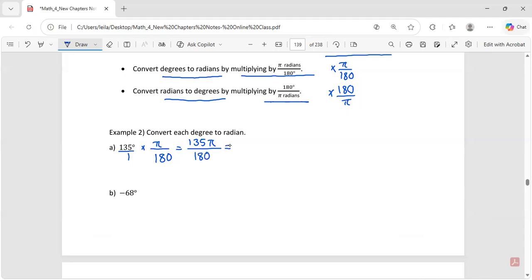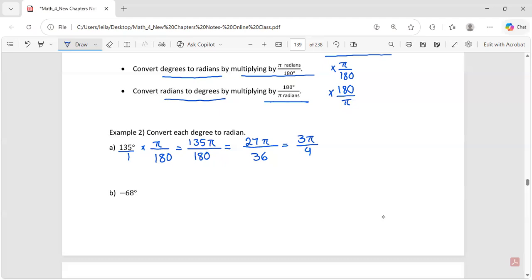Now I can simplify 135 and 180, divide both of them by 5 first. 135 divided by 5 is 27. 180 divided by 5 is 36. I see that 27 and 36 still can be simplified and divided by 9. If I divide 27 by 9, it gives me 3. Divide 36 by 9 gives me 4. So 135 degrees is 3 pi over 4.